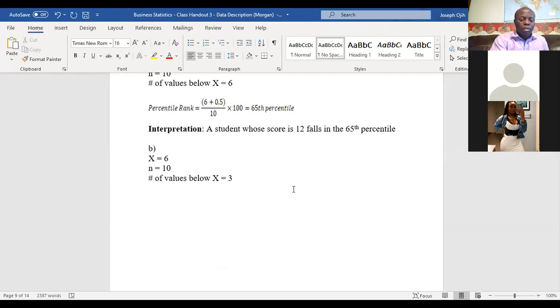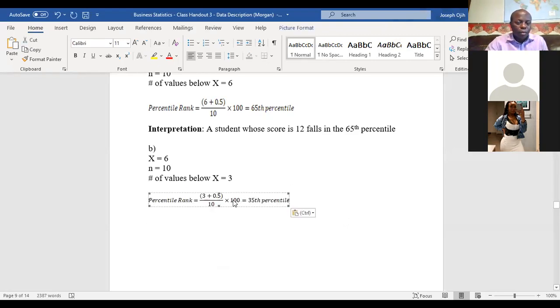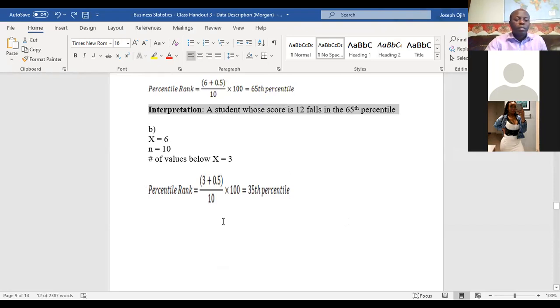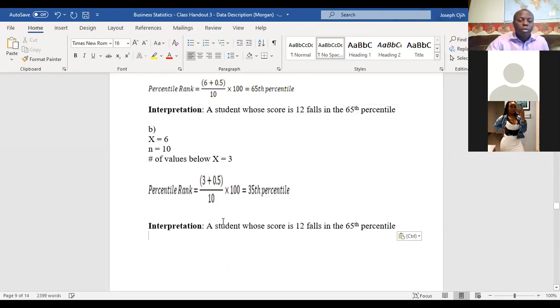So just give us this. Again, this means that a student whose score is 6, this one here, is in the 35th percentile. So let me just copy it from here because we have it here already. I'm just gonna change the number. So the student whose score is 6 falls in the 35th percentile. So basically that's the same process. Okay.